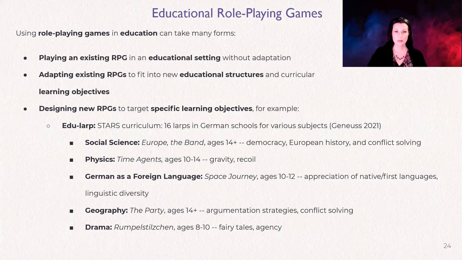For German as a foreign language, students played a game called Space Journey, ages 10 to 12. And this was about creating an appreciation for native or first languages and linguistic diversity. And then for a geography class, The Party, ages 14 and up, and this helped teach argumentative strategies and conflict solving within a time constraint. And then for a drama class, they played Rumpelstiltskin, ages 8 through 10. And this is about learning about fairy tales, but also learning about agency.